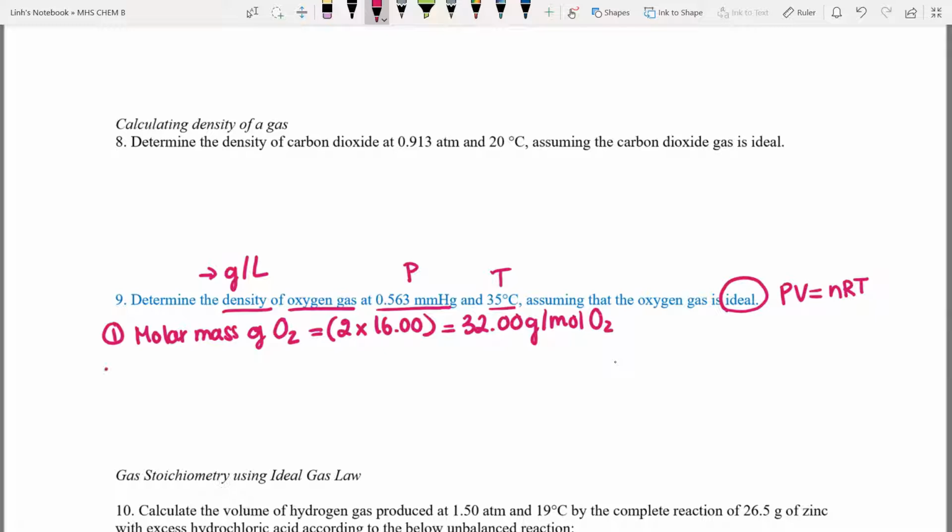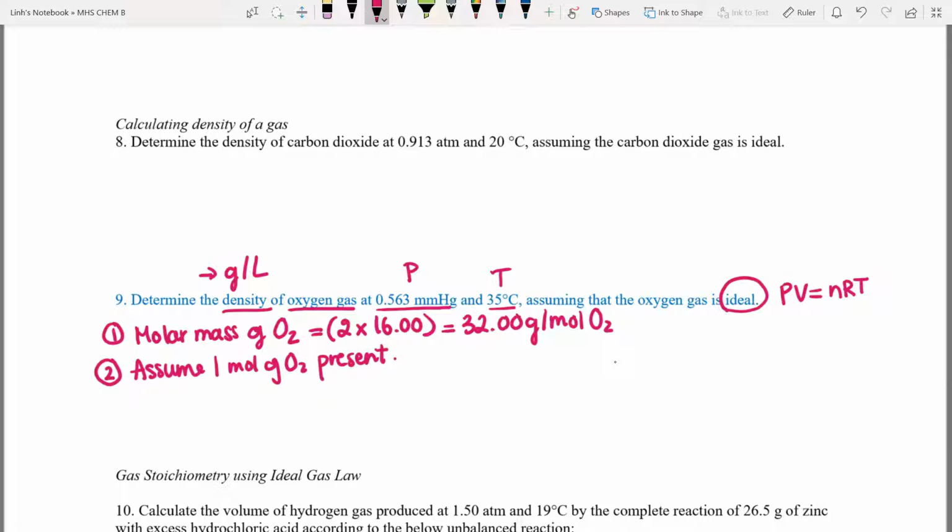Now, the second step is that since there's no information given to you about the number of moles of gas present, you are going to assume that there is 1 mole of O2 present. So I'm going to say assume 1 mole of O2 present.